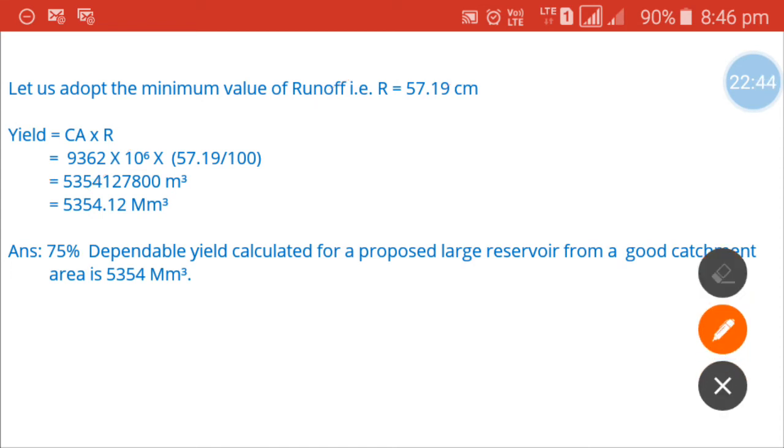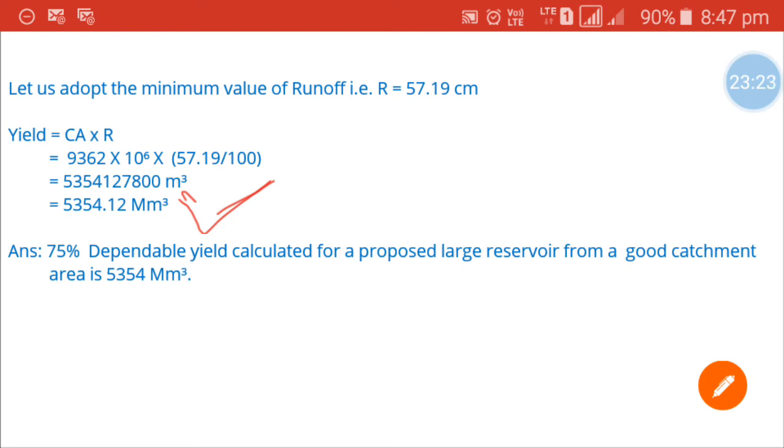So we get a big figure, that is 5354127,800 cubic meters. So let us convert it into million cubic meter, and for that it is to be divided by again 10 to the power 6, and as such finally we get the result 5354.12 million cubic meter. Now this is the answer for 75% dependable yield calculated for the proposed data.